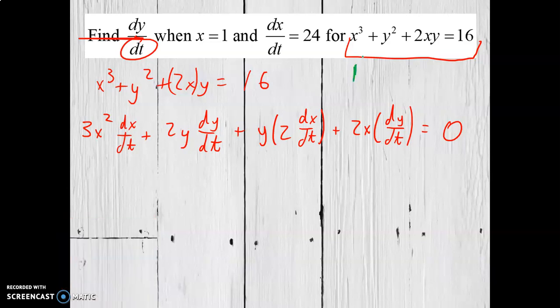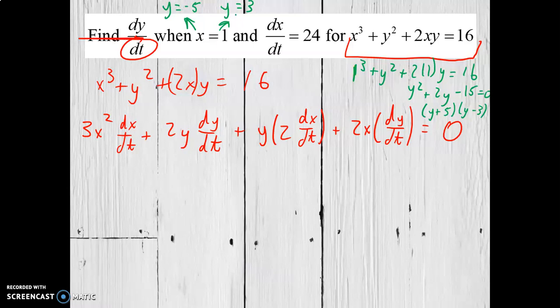So if I plug in 1, I've got 1 cubed plus y squared plus 2 times 1 times y equals 16. So really I'm going to have y squared plus 2y, 1 take away the 16 would be minus 15. So I'd get (y plus 5)(y minus 3). So when x is 1, there are 2 values that y could be. y could be negative 5 or y could be positive 3. And we're going to have to look at both of those cases.